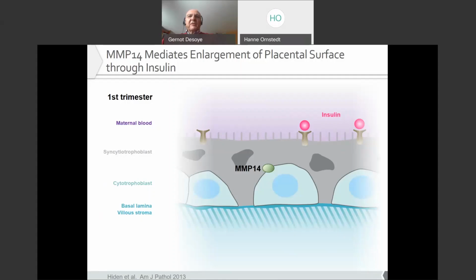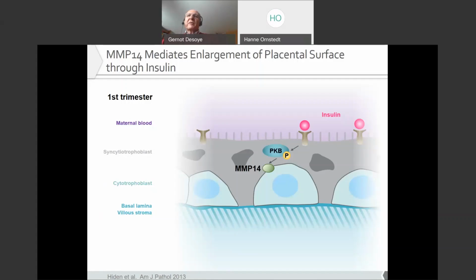For a particular reason, we got interested in an enzyme that is called matrix metalloproteinase 14, which is a membrane-bound MMP, which we found on the surface of the cytotrophoblast. And in vitro studies, we demonstrated that insulin, through the activation of the protein kinase B pathway, can activate this enzyme MMP14. And we could also demonstrate that MMP14, once activated, facilitates the fusion of the cytotrophoblast with the syncytial trophoblast.